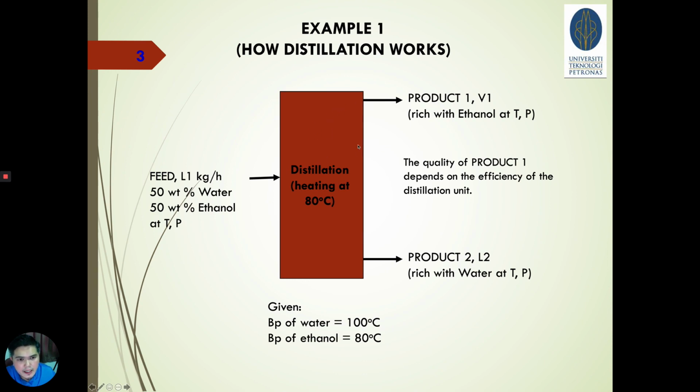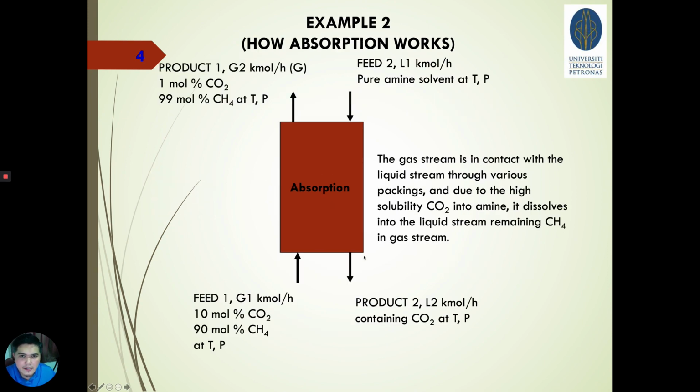Okay, and then the water will be distilled at the bottom, because water has a higher boiling point and therefore it is not able to be vaporized, not able to be converted into water vapor. So all the water will be distilled at the bottom. So that is one of the examples. The second example is absorption.